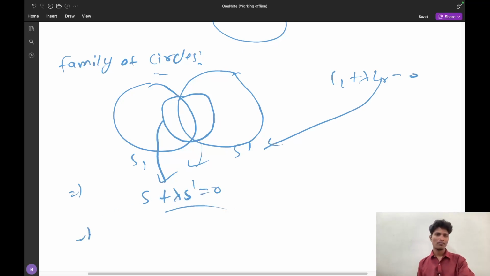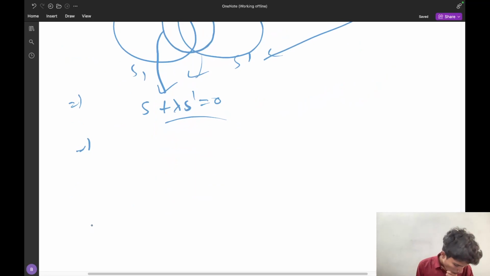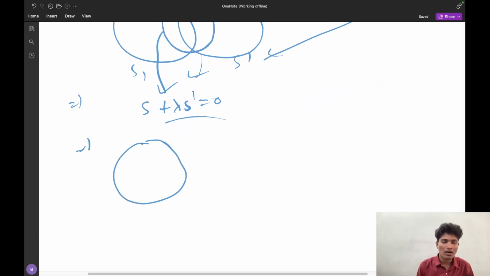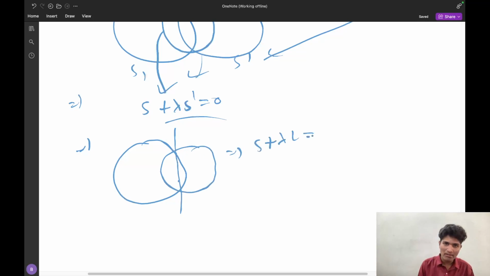This is the concept. And if one circle and one line are intersecting, and I have to find the circle through those points, again s plus lambda times L is equal to 0, because L is a line equation and s is a circle. So s plus lambda L is equal to 0 is the required equation.